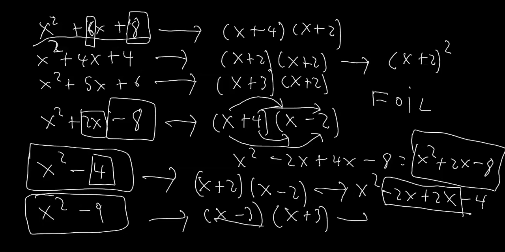And the same thing will happen here. x times x is x squared, minus 3x, plus 3x, minus 9. And you get the same answer right here. This will cancel out and we'll get what we were trying to factor before.